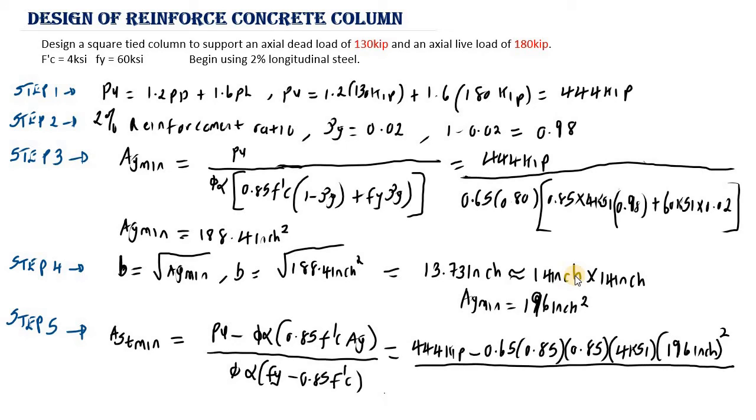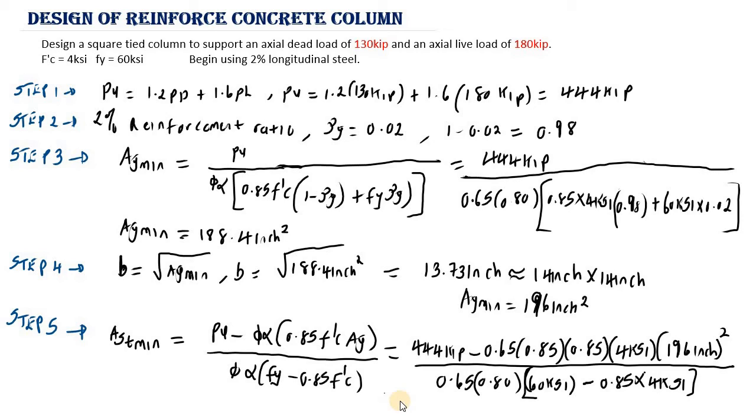So this is going to be divided by phi. Phi is 0.65, multiplied by alpha, and alpha is 0.80, then multiplied by Fy, and Fy is 60 ksi, so multiplied by 60 ksi, then minus 0.85, then multiplied by fc prime, which is 4 ksi. So multiplied by 4 ksi.